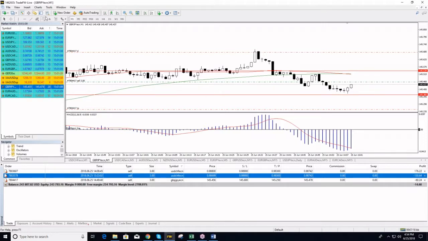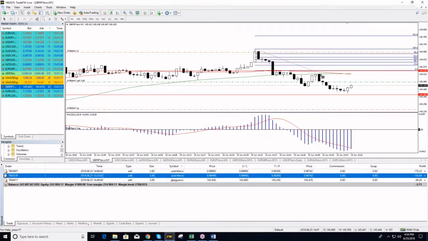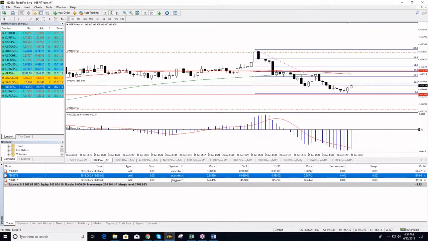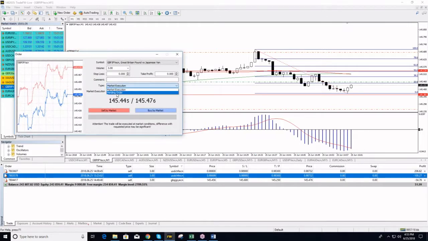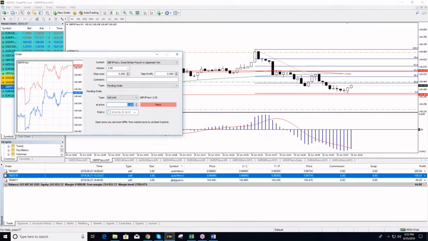And let me draw my Fibonacci level to see if I have another opportunity for a short position. Okay, I will try a second short position around 145.60, guys. I will risk that. So let me place a sell limit order because it might go up instantly and then drop. So 145.60, I will place a sell limit order at 145.60.